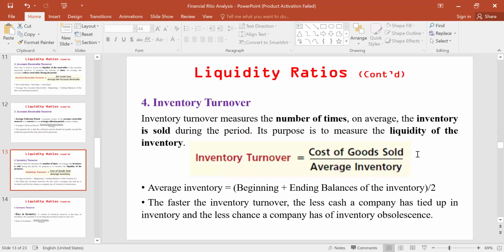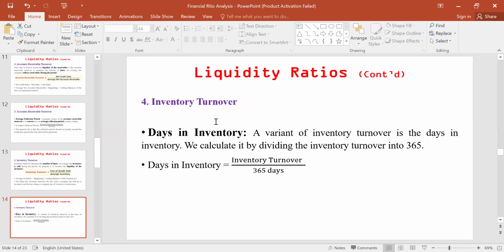If you are able to sell out your inventory within 30 days, it is good, and 40 to 60 days is an acceptable level, and the average level is below 90 days. Over 90 days is not a good position. This inventory will definitely cause loss to your organization. So this movement is not good. So this is another important tool of liquidity ratio analysis: inventory turnover.